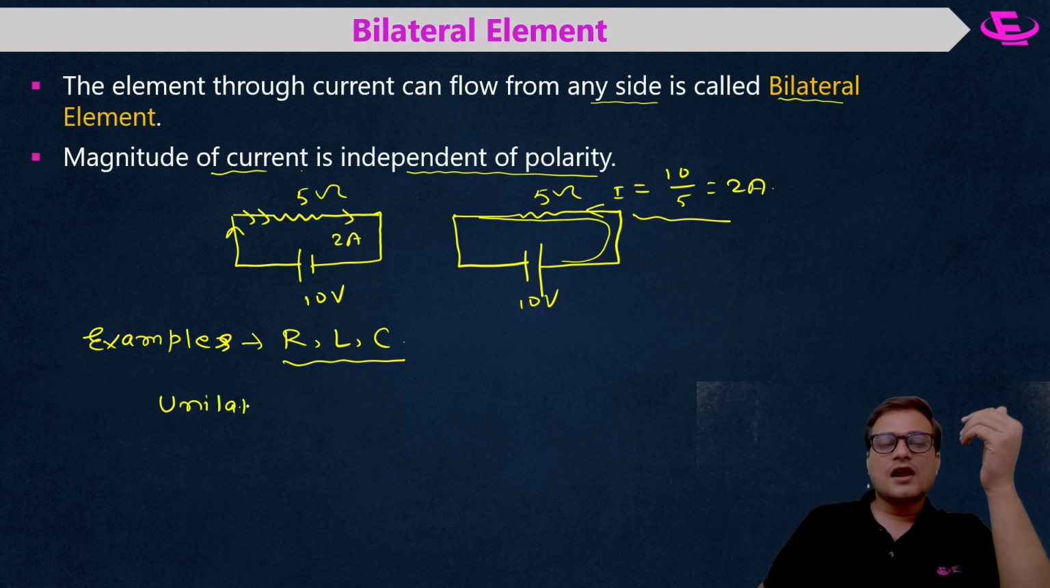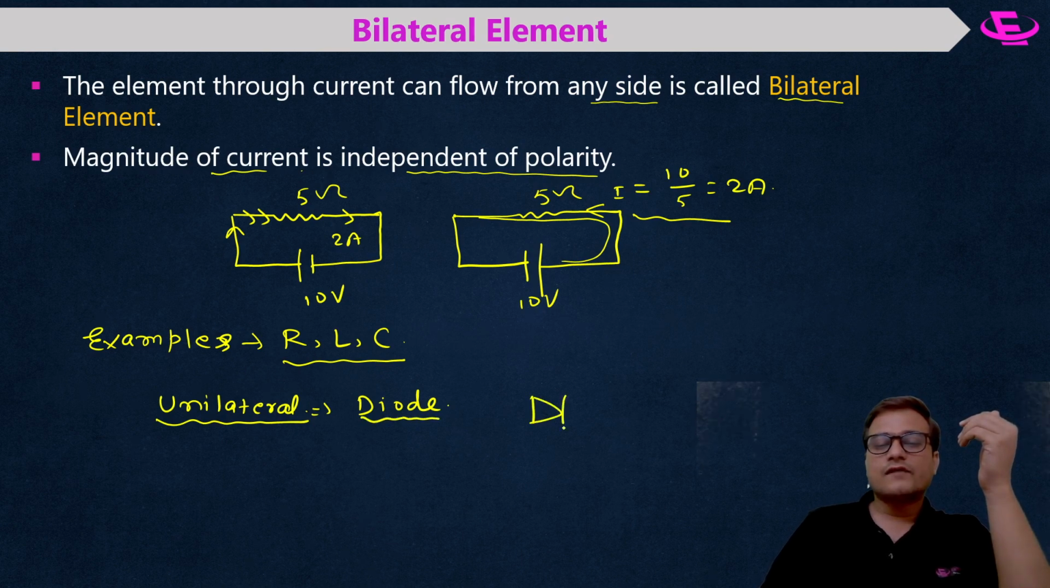Next, the opposite of bilateral is unilateral. Unilateral means current can flow through only one side. The example, again from electronic devices, is the diode. I am drawing the symbol of the diode. Through this diode current can flow from left to right only. If you apply a battery from right to left, current won't flow. So the diode is an example of a unilateral element.